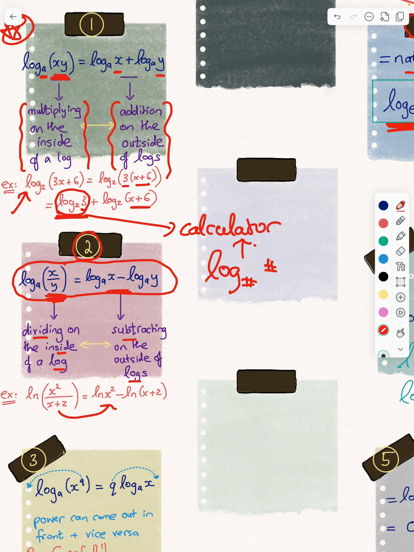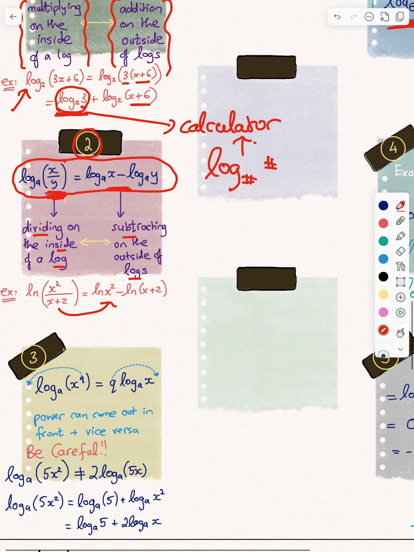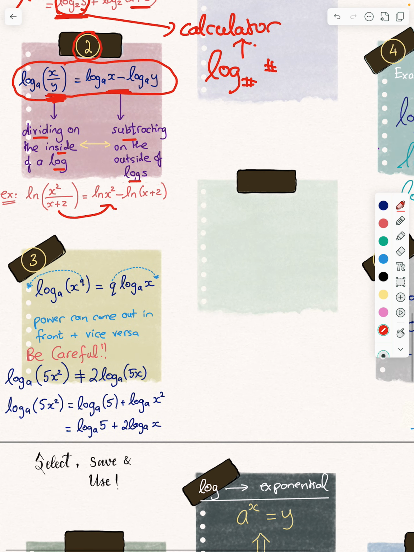Okay, so multiplying on the inside turns into addition on the outside, dividing on the inside turns into subtraction on the outside. And then the third one, this is the one with the powers. It's very important. We use this an awful lot. So log base a of x to the q is q log base a of x. See my arrows there? The q can come out in front basically, or the number from in front can come up as a power. Be careful though, be very careful.